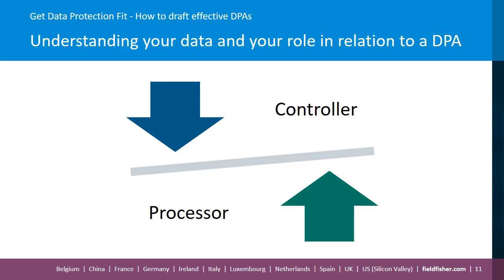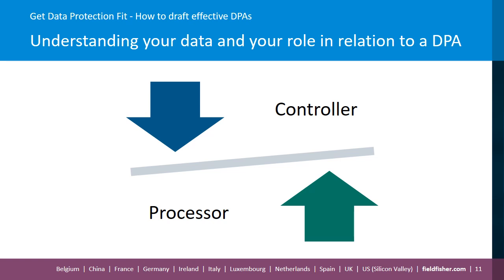In other cases, it might not be as clear cut. You might be a service provider, but actually you're looking to use that data for your own purposes, perhaps to create analytics or to improve your product or for overall security of your platform. Then you need to think carefully about whether you're a controller or a processor. Whichever you actually are will determine the form of DPA to use.